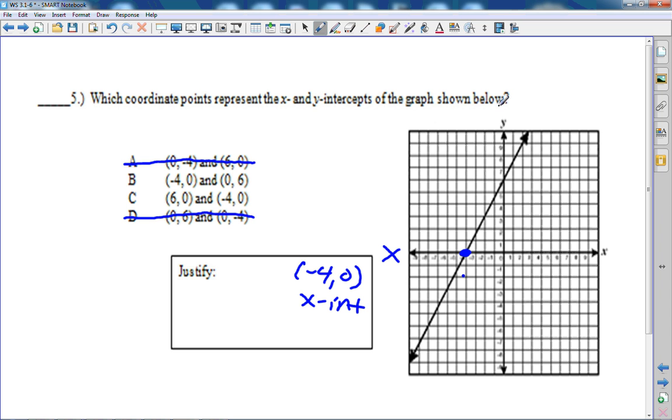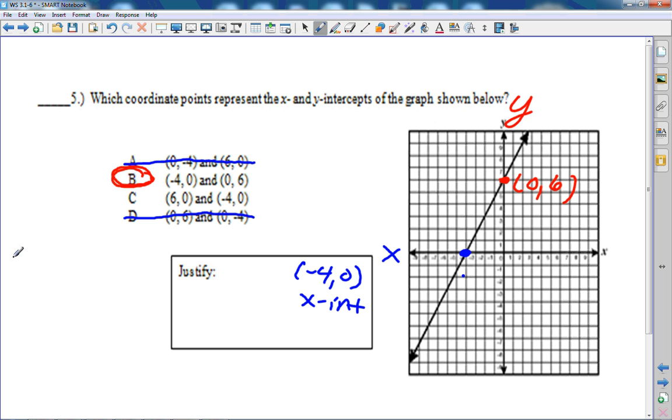Now let's look for the y-intercept. I'm going to go up here, crosses the y-axis up here. 1, 2, 3, 4, 5, 6. 0, 6. My answer should be B right here.